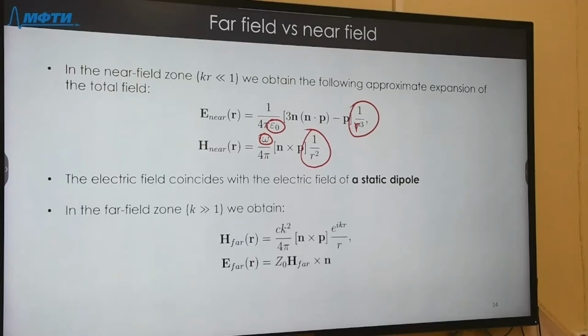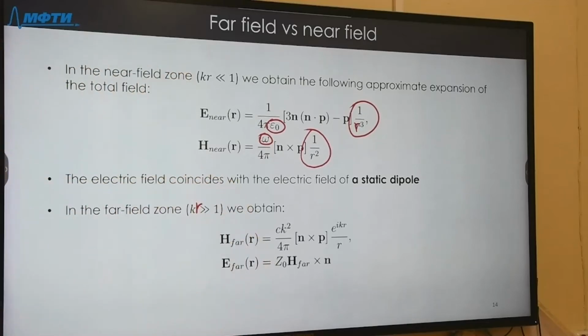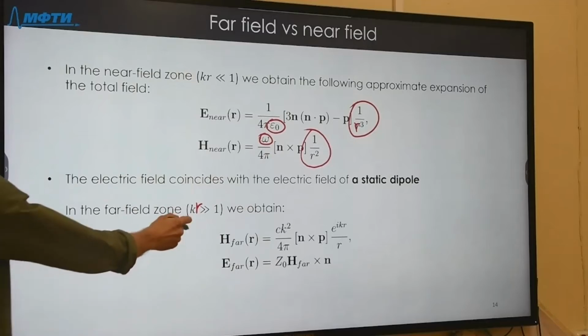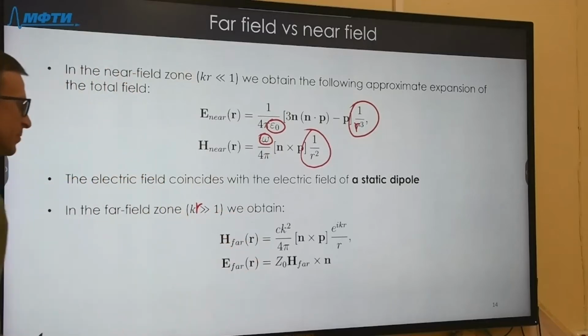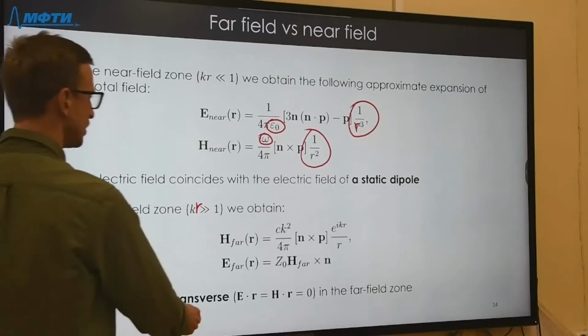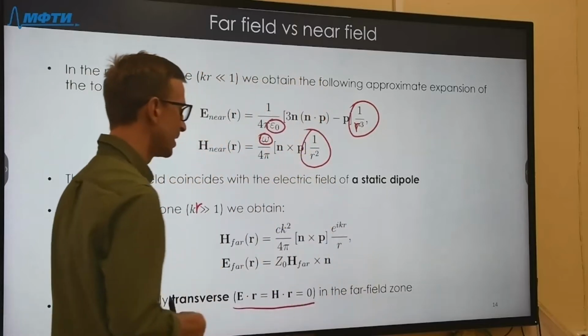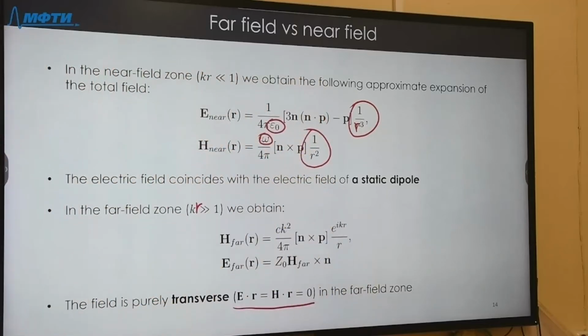And then we can do a similar exercise in the far field zone, where kr is much greater than unity, and we obtain these two approximations for the magnetic and for the electric field. What is interesting about these two approximations is that both the electric and the magnetic fields are purely transverse, that is, they are perpendicular to the radius vector in the far field zone.